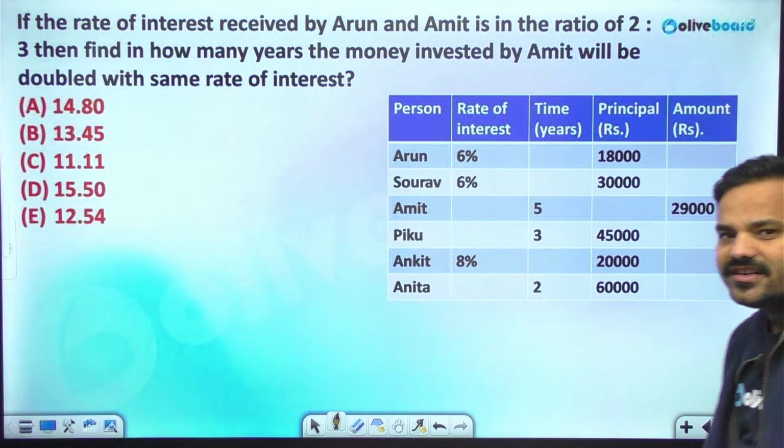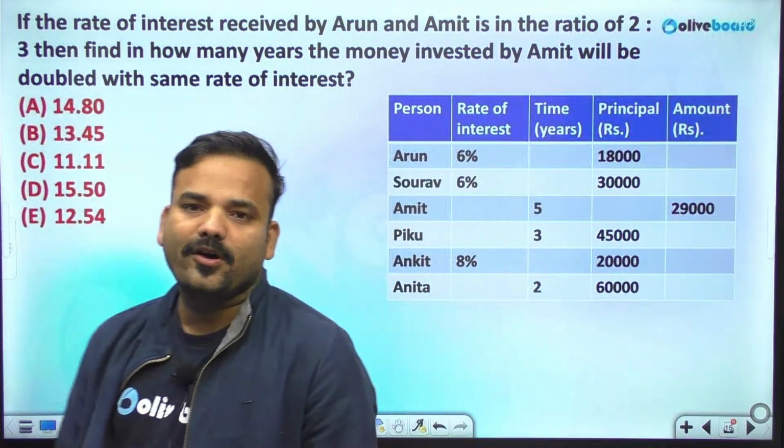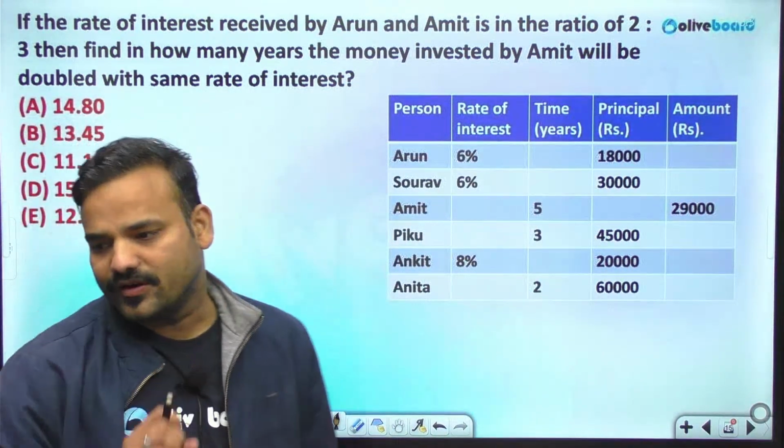If nothing is mentioned, it is simple interest. For compound interest, the examiner has to put the term compound interest.